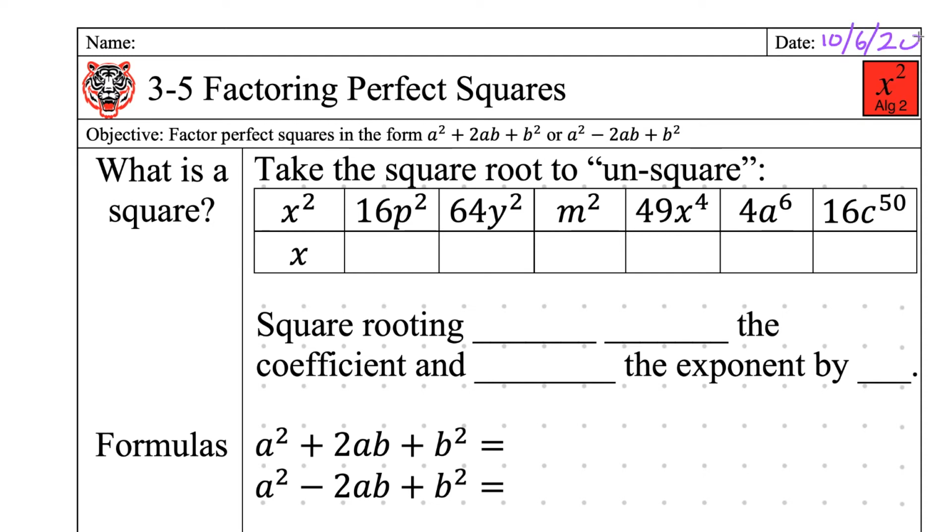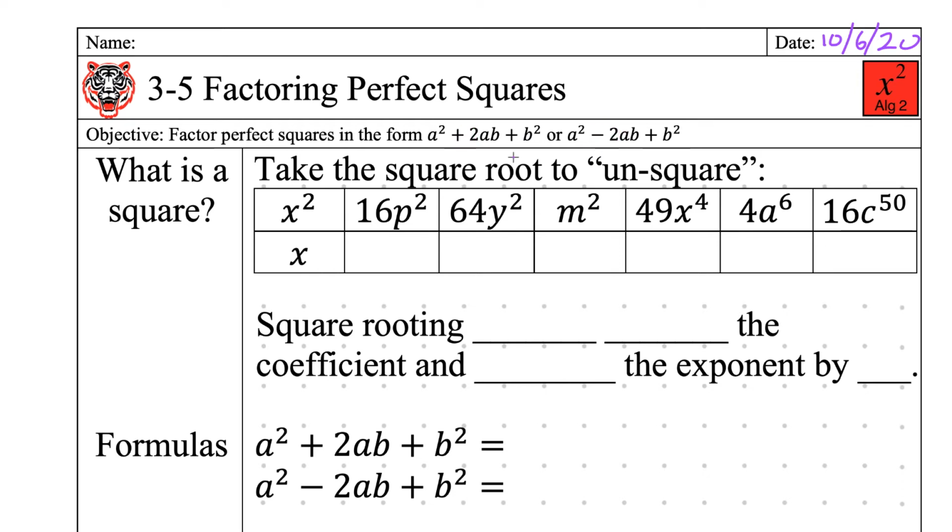Jade is first. Factor perfect squares in the form a squared plus 2ab plus b squared, or a squared minus 2ab plus b squared. Yes, so notice that the only difference between those two, one of them has a plus in front of the 2ab, the other one has a minus in front of the 2ab. Otherwise, they're basically the same.